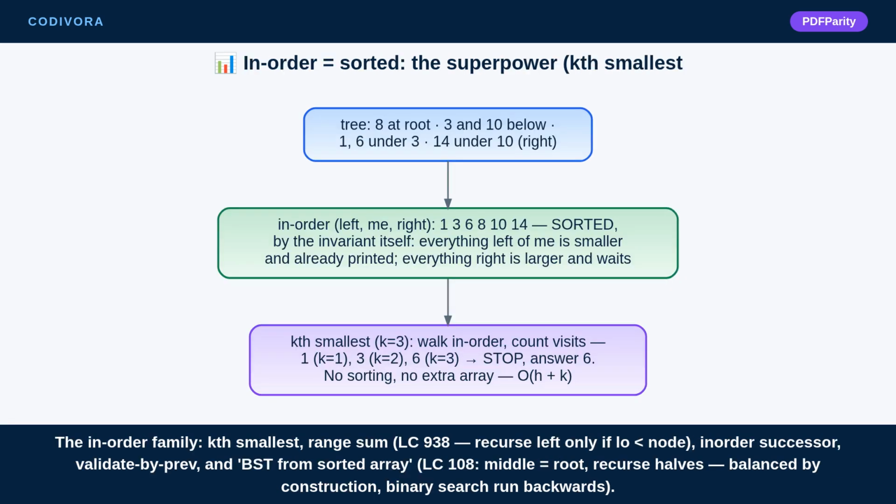Let's slow down and really build this up from scratch, one piece at a time. The Inorder family: Kth smallest, range sum, LC 938. Recurse left only if low < node. Inorder successor, validate by prev, and BST from sorted array, LC 108. Middle equals root, recurse halves, balance by construction. It's binary search run backwards.